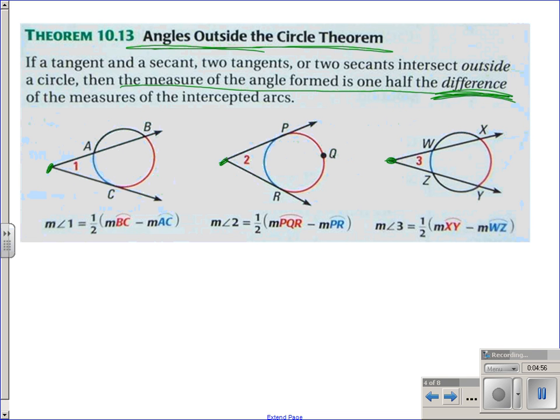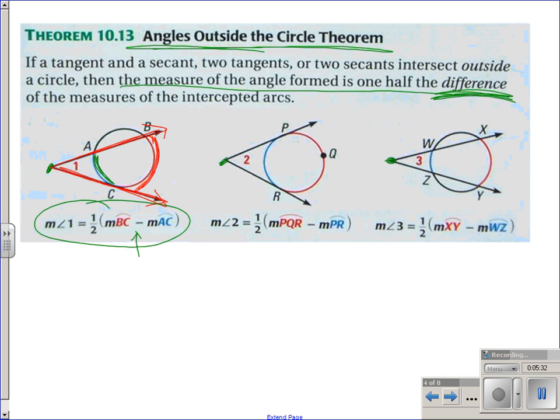So when we extend angle 1 out, with this ray and with this ray, it's intercepting two arcs. It's intercepting arc BC and it's intercepting arc AC. Because the vertex of the angle is outside the circle, the angle measurement is going to be half the difference, subtraction, half the difference of the intercepted arcs. And you're always going to take the larger arc minus the smaller arc.